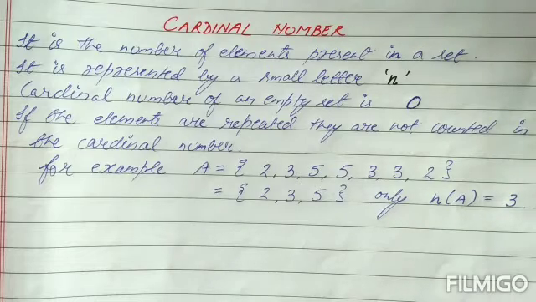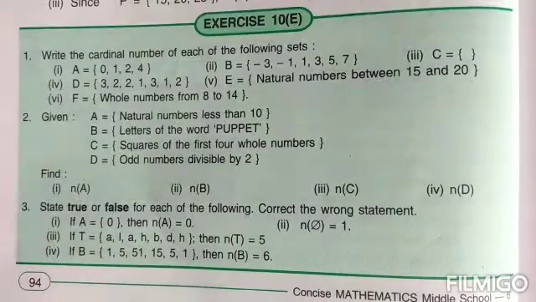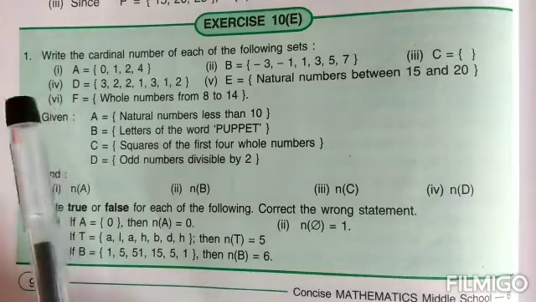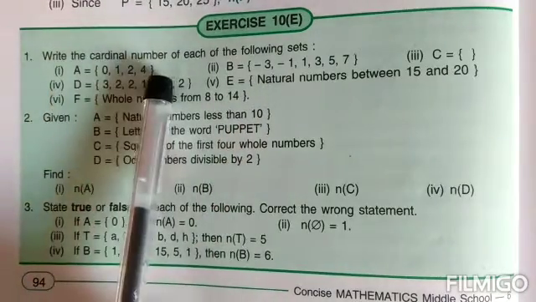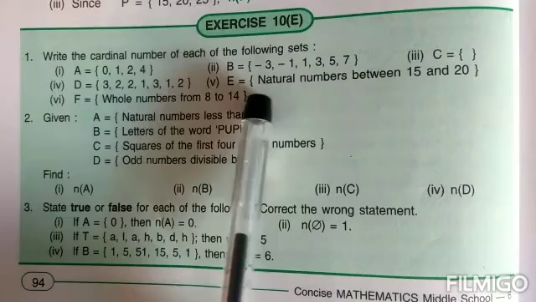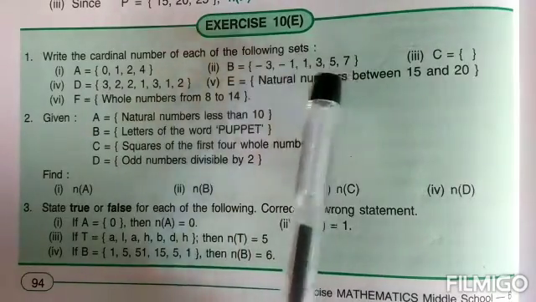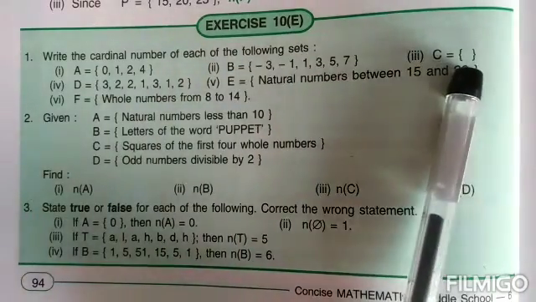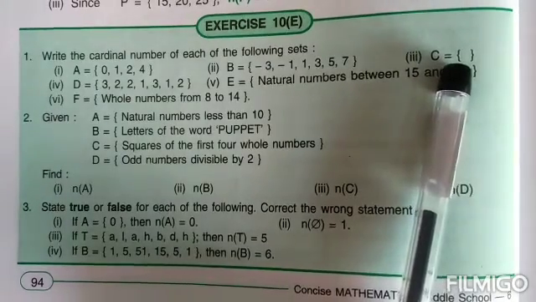So if you have understood the cardinal number clearly, children, you will be able to do exercise 10E, which is given in your books. Let's see exercise 10E, children. The first one is you have to write the cardinal number for each of the following sets. So over here the cardinal number will be 4, children. Over here the cardinal number will be 1, 2, 3, 4, 5 and 6. Over here, children, there are no elements inside, so the cardinal number for C will be 0.